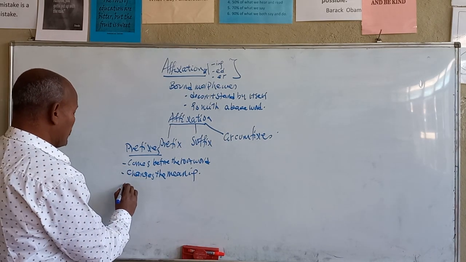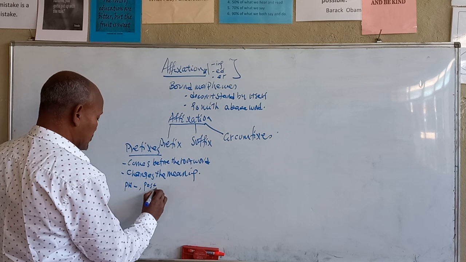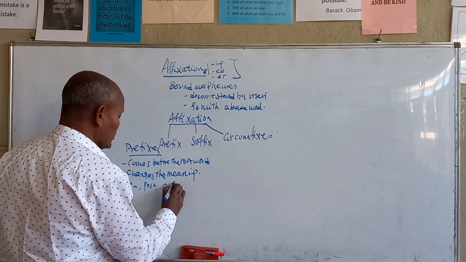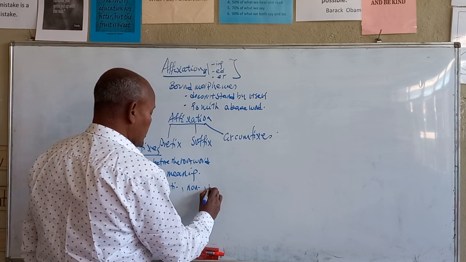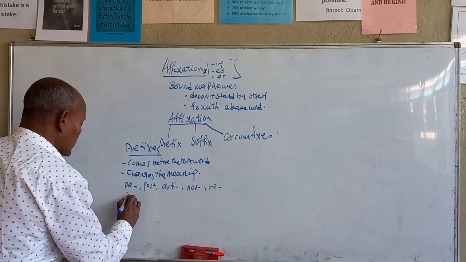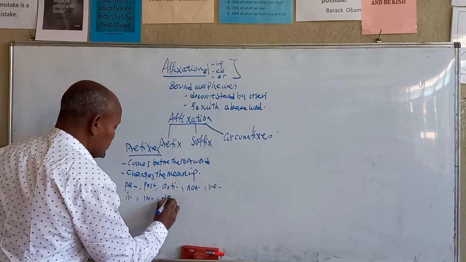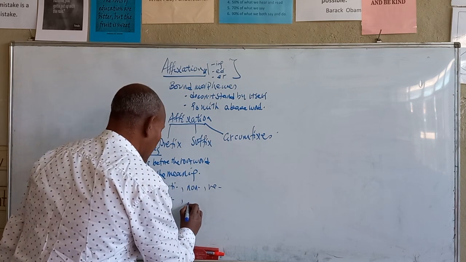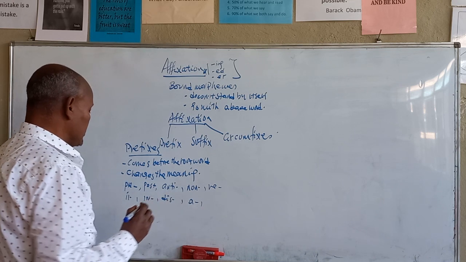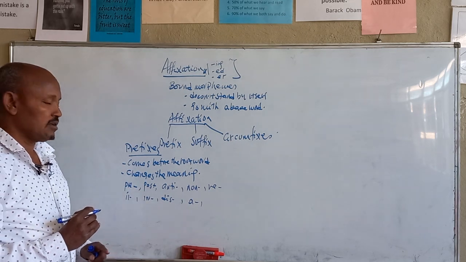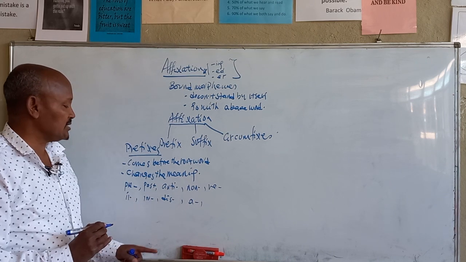Let's come to some of the kinds of prefix. Look here: pre and post, anti, non, re, il, im, dis, a. These are the kinds of prefixes.